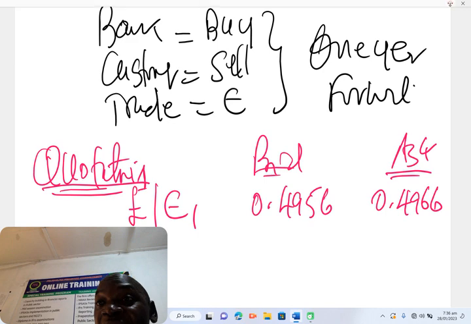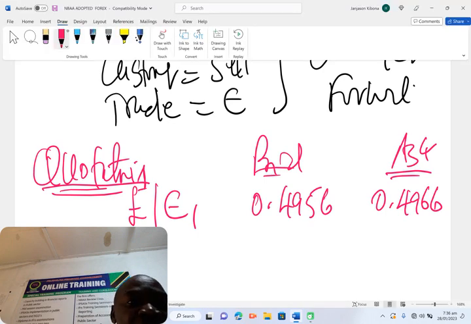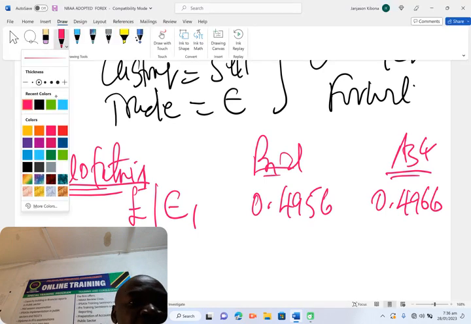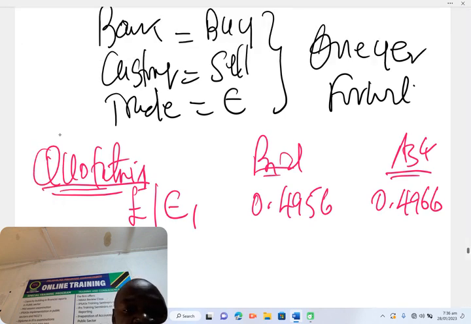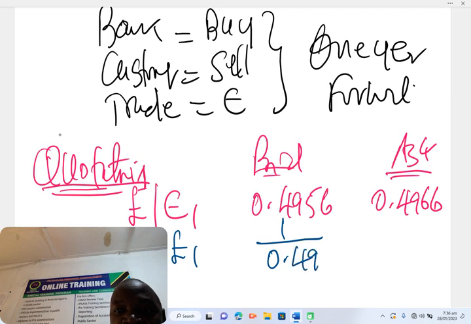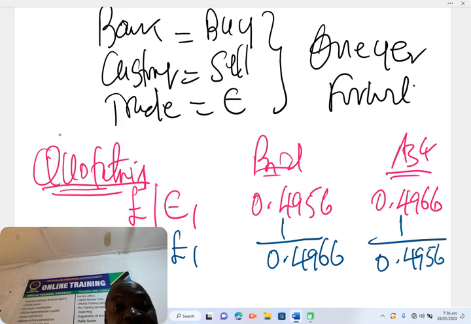Now, the next one is the reverse character. A reverse character can be seen here, which is euro stroke pound: 1 over 0.4966 and 1 over 0.4956. This is a first quotation. Remember, in a cross rate, we need 2 quotations and 3 currencies.